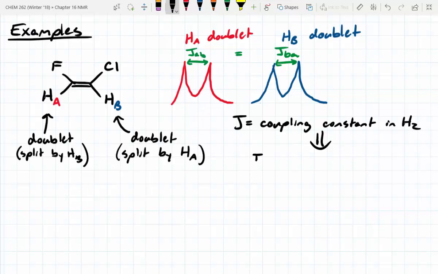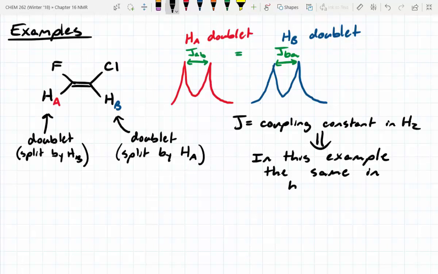And in this case, the splitting is the same in both directions. Does that make sense? Now we've got to jump into the crazy, weird examples. And this is not my favorite thing to teach because it's conceptually a little bit challenging.